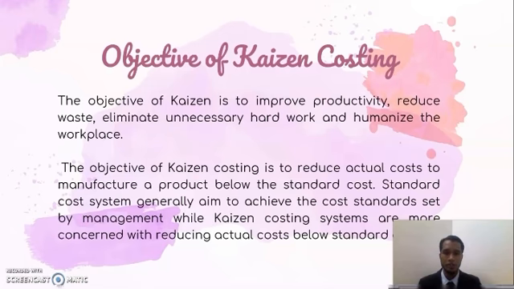Objective of Kaizen costing. The objective of Kaizen costing is to improve productivity, reduce waste, eliminate unnecessary hard work, and humanize the workplace. This is a simple and straightforward concept that everyone will understand. The objective of Kaizen costing is to reduce the actual cost to manufacture a product below the standard cost. Standard cost systems generally aim to achieve the cost standards set by management, while Kaizen costing systems are more concerned with reducing actual costs below standard costs.